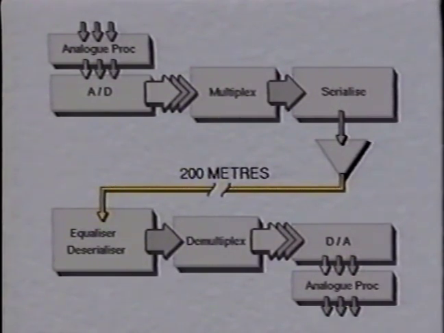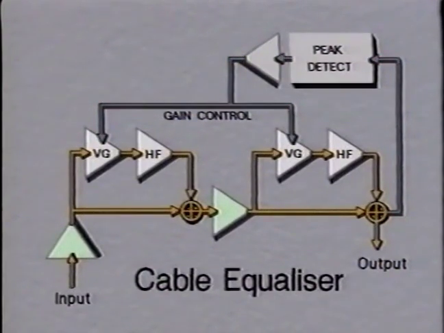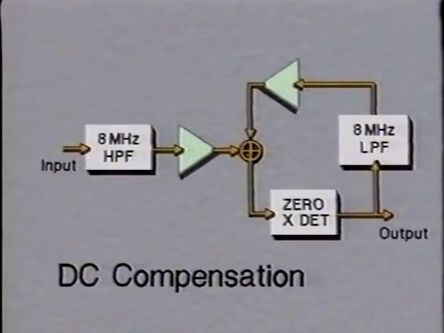So the first job of serial decoding is to equalize the cable losses. This has to be done to aid the recovery of both clock and data signals. It uses two stages with variable gain amplifiers applying HF boost, controlled by a peak detector. The LF is corrected by the next part of the circuit.